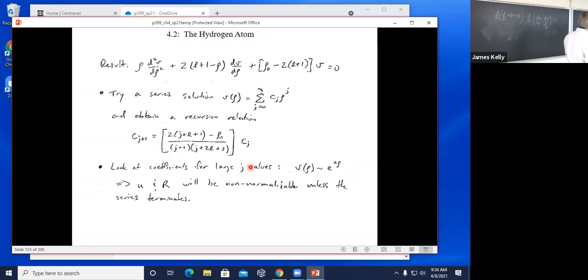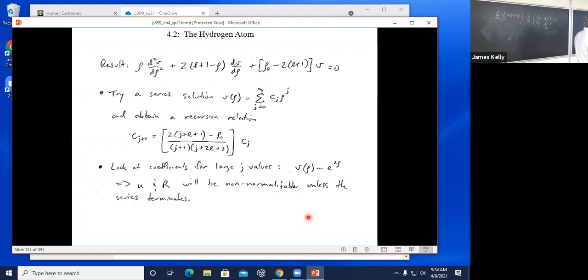And if u is non-normalizable, R is just u over r, little r. So that's going to be non-normalizable as well. It's going to diverge exponentially. And you might throw up your hands, but there is another option. The other option is, well, what happens if the series terminates?